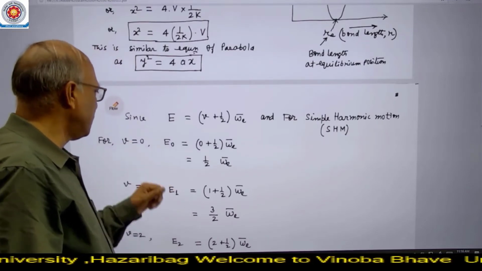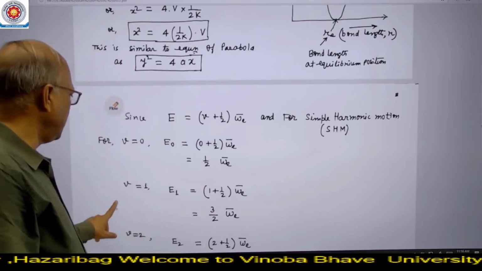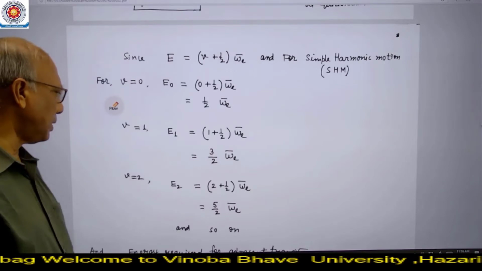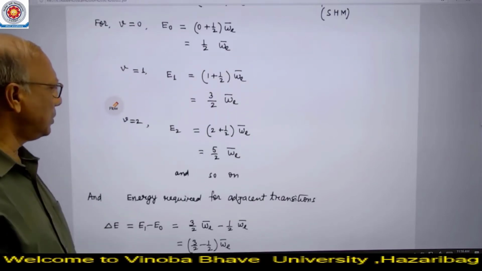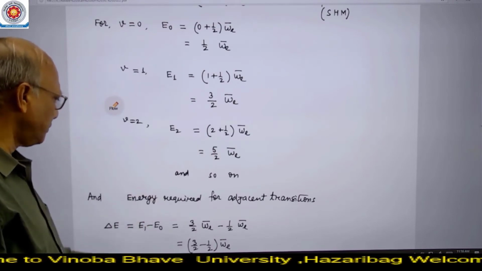So, for V is equal to 0, the value will be equal to half omega e bar. For V is equal to 1, the value will be equal to 3 by 2 omega e bar. The value for V is equal to 2 will be equal to 5 by 2 omega e bar, and so on.